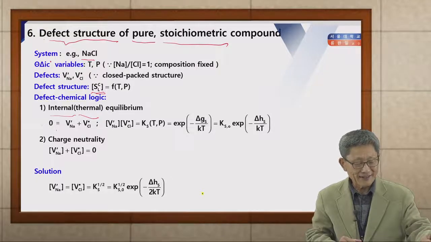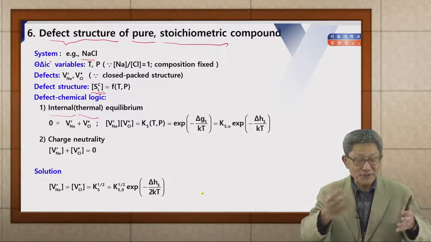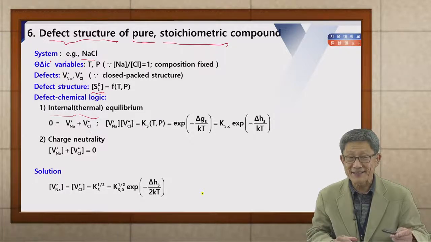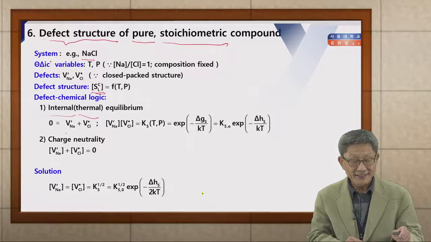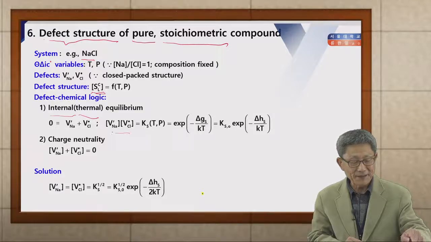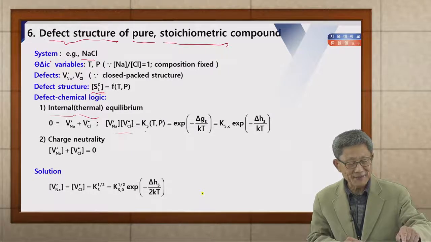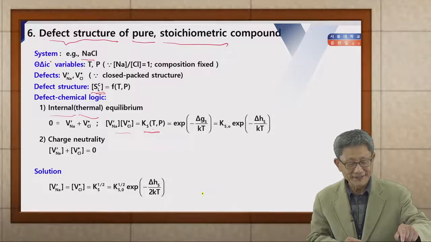Suppose that you have the ideal lattice. Then because of the entropic effect, as temperature goes up, of course, sodium vacancy and chlorine vacancy are formed. So for this case, you may apply the mass action law, namely the product of the two concentrations should be constant, namely the Schottky defect formation reaction equilibrium constant. Let's call it K sub S. This is obviously a function of temperature and pressure.